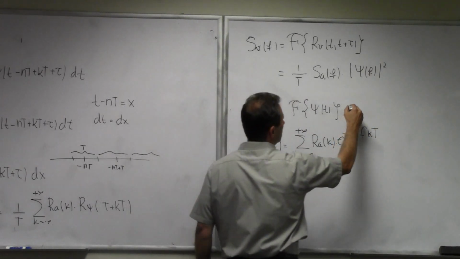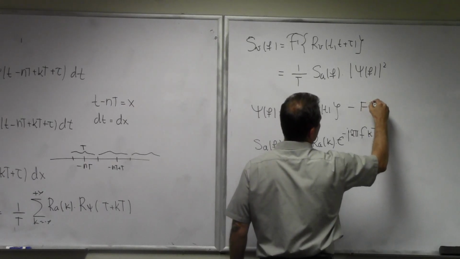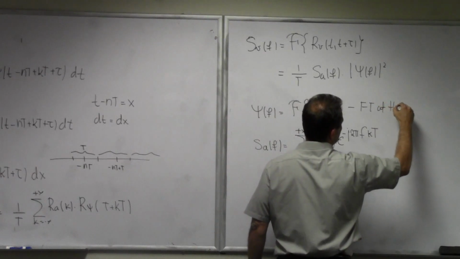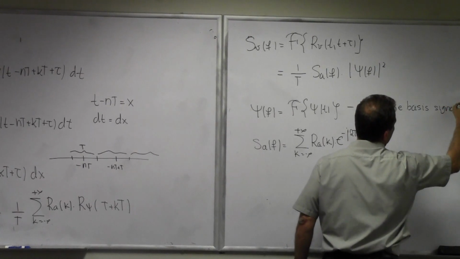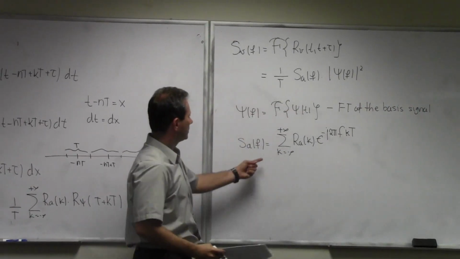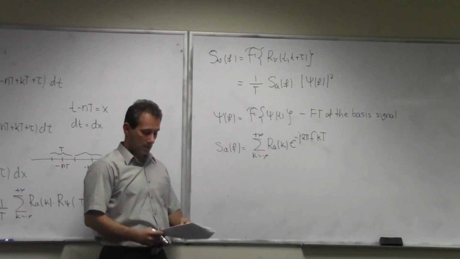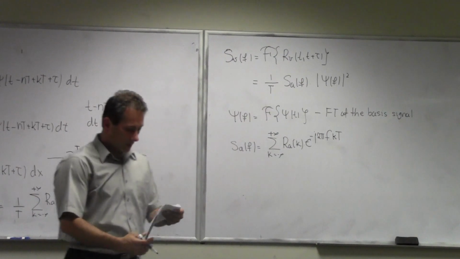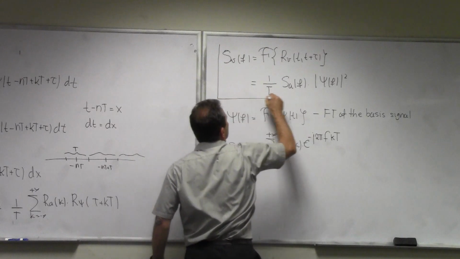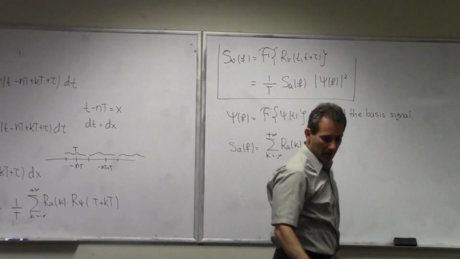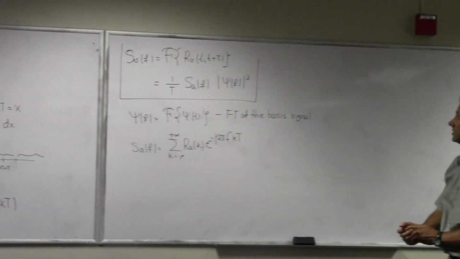So this is essentially the Fourier transform of the pulse, of the basis signal. And this is the discrete Fourier transform of your symbol autocorrelation function. Okay? So this is the end result. Let me stop here and give a little bit of explanation, and then next time we're going to look at a more thorough explanation of this.